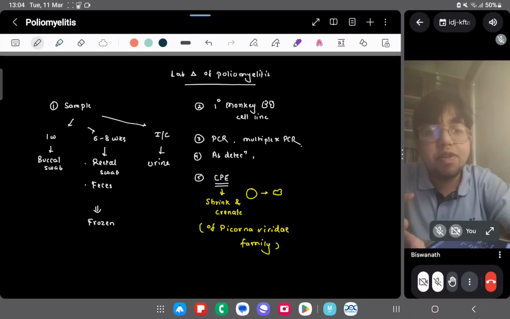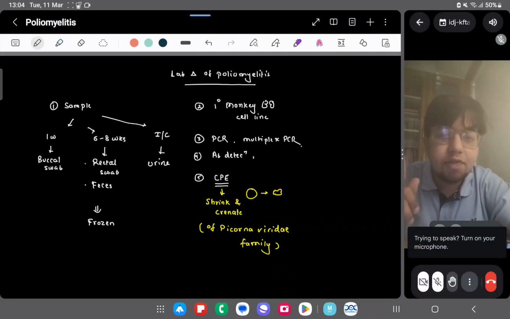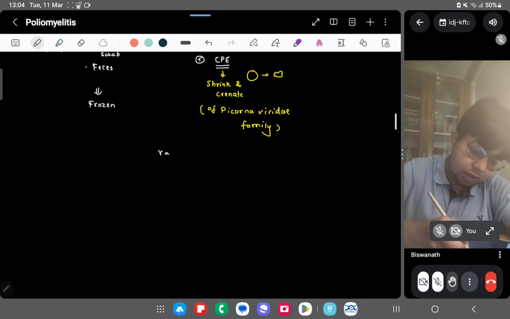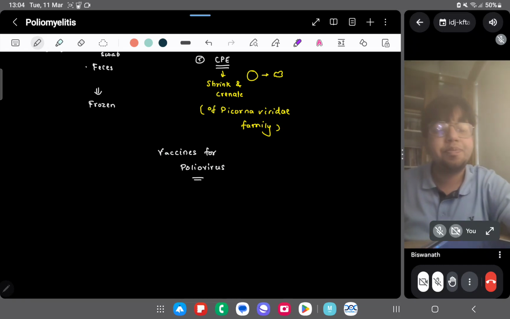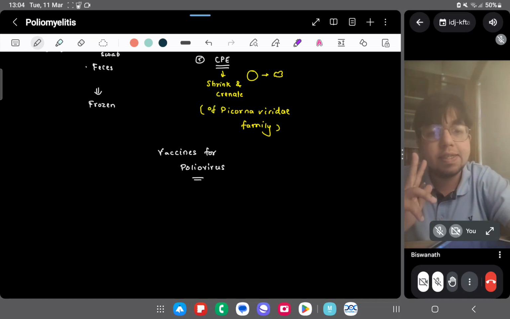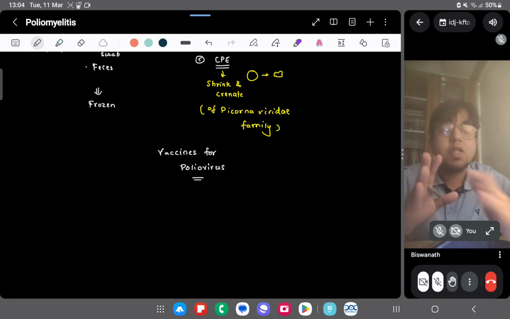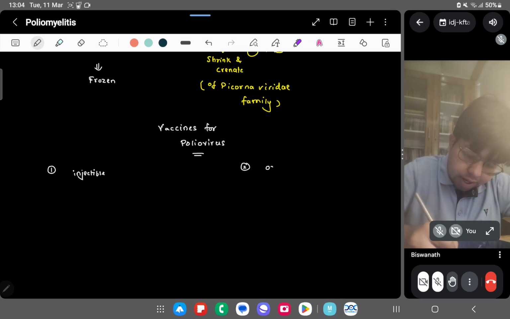Next we'll move to the vaccines for polio. Okay, this is an important part. We are talking about the vaccines for poliovirus. We can basically have two types of vaccines. One is the injectable vaccine, one is the oral vaccine, right? Let's say here we're writing injectable vaccine, and here you're writing oral vaccine.